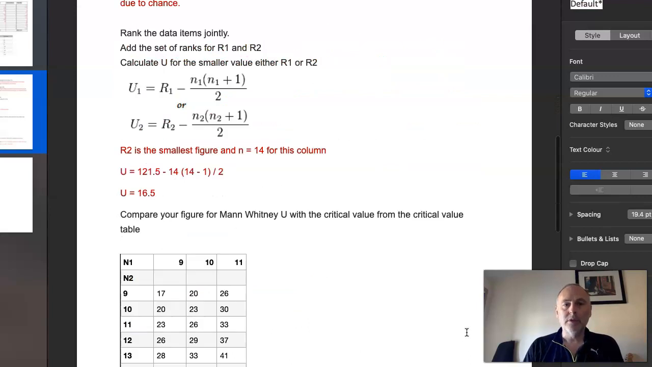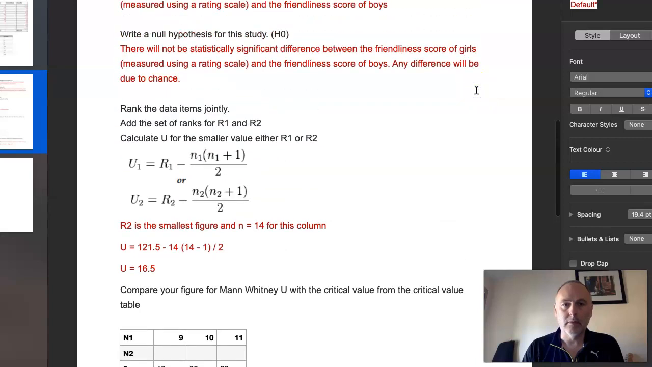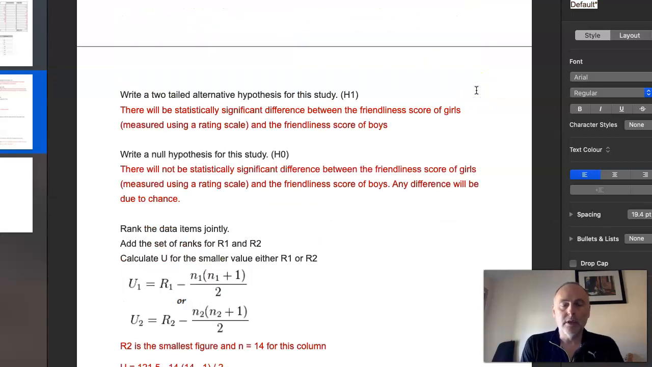Okay, so remember we always start off with two hypotheses. We start off with an alternative hypothesis. This is where we think there's going to be a difference of some sort. You know, our statistical test is going to show that there is a difference here, and that girls are more friendly than boys, or boys are more friendly than girls, whichever way it is.